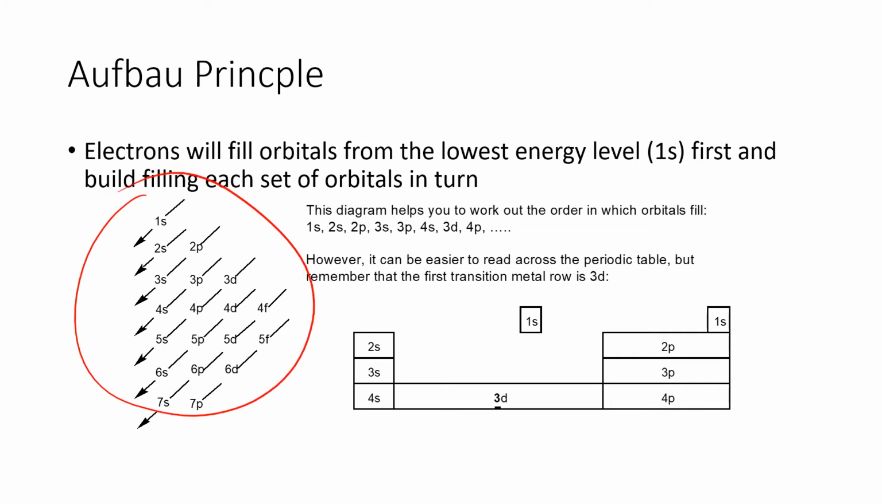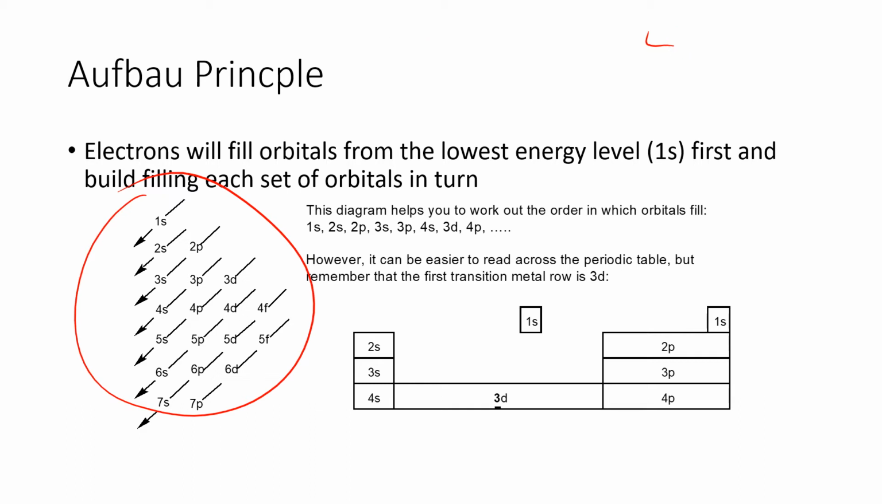First you fill your 1s orbital, then you fill your 2s, then you fill your 2p, and then your 3s, and then your 3p, and then your 4s, and then your 3d, and then your 4p, and then 5s. It will eventually look like this. 1s, 2s, 2p, 3s, 3p, 4s, 3d, etc., etc., etc. As you can see following this diagram right here. Don't worry, that will begin to make a lot more sense because it's always the same.